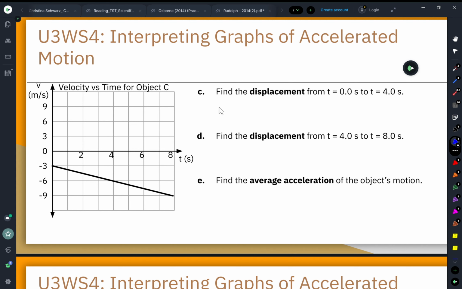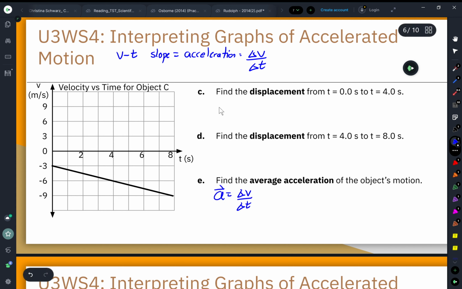occurred over 8 seconds. The slope of a velocity versus time graph is going to be the acceleration of the object. We can calculate that looking at the change in velocity over the change in time, which is how we would calculate the slope on this type of graph. So in order to calculate the average acceleration of this object, which I'm going to actually do first here, we're going to look at the change in velocity over the change in time.